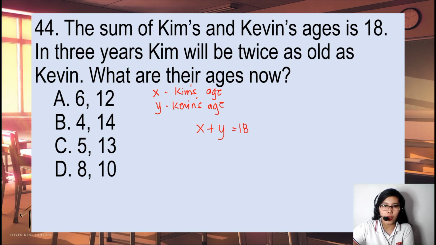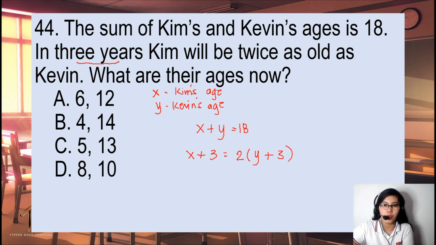Then in 3 years, so 3 years from now, so that's in the future, Kim will be twice as old as Kevin. So twice as old as Kevin. There. So what are their ages now?